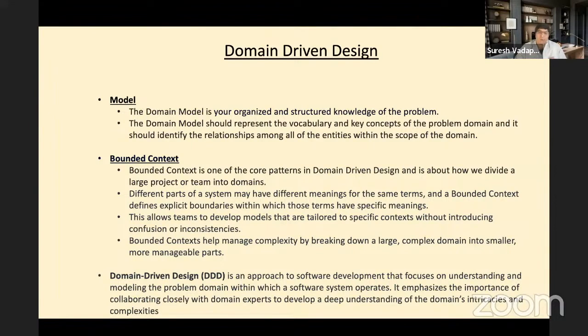Okay. Then overall, domain-driven design, with all these terminologies, is an approach to software development that focuses on understanding and modeling the problem domain in which a software system operates. So it is modeling your software based on your understanding of the domain and collaborating with domain experts to understand different flows and how these things communicate, so that you can build an effective system. Yeah. So this is about domain-driven design.